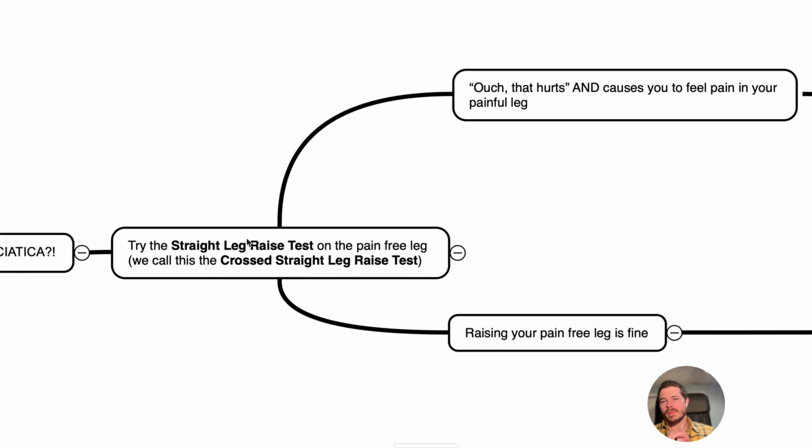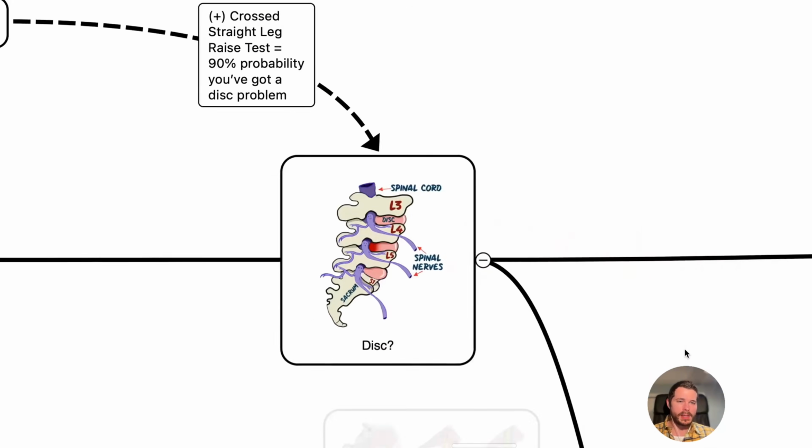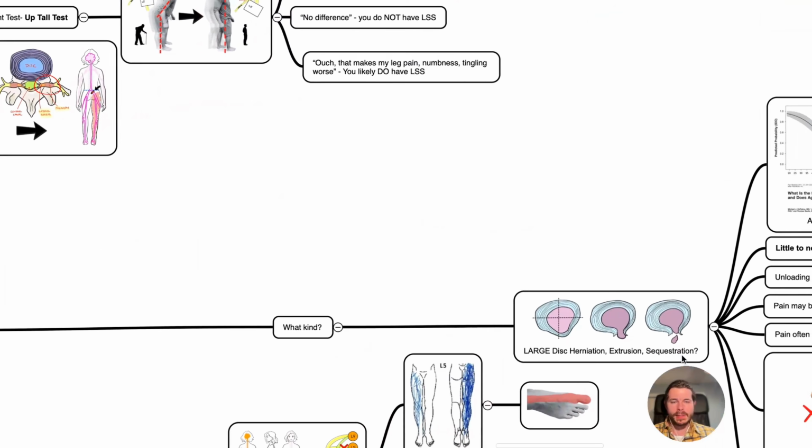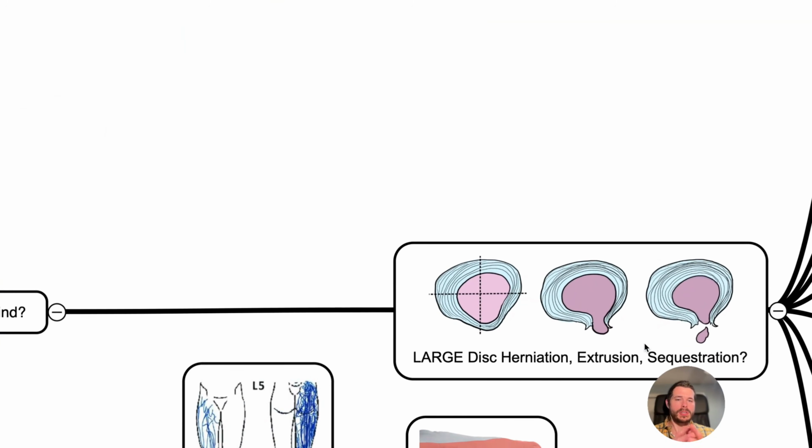But let's just say, hey, I did it on my good leg, and raising my pain-free good leg is fine. Still, again, likely a disc problem. Now, you might say, well, what kind? And I see this very commonly. There are certain types of disc problems that cause a bit of a different presentation than most people are used to. So number one, large disc herniation or protrusion, disc extrusion, very common, or disc sequestration can cause you to feel no back pain, or I had some back pain and my back pain went away, and then a couple days later, my leg is on fire. My leg is the problem, my back feels good. Very common with disc extrusions.